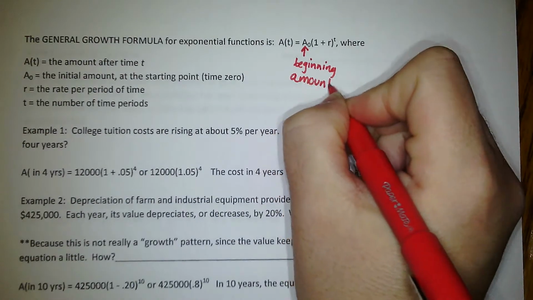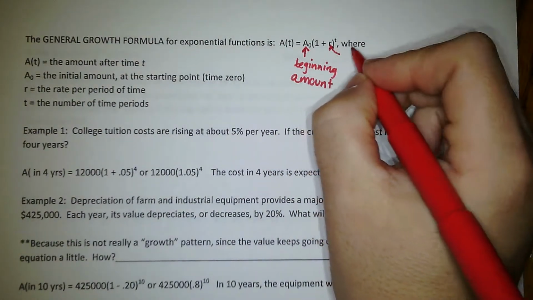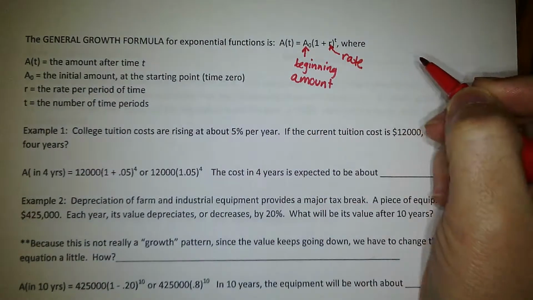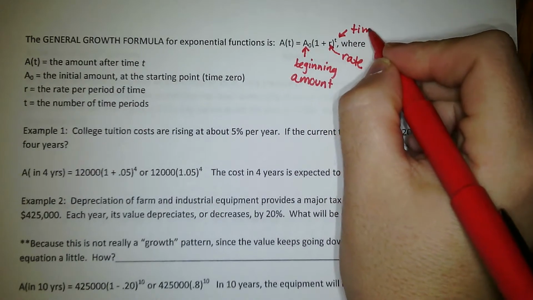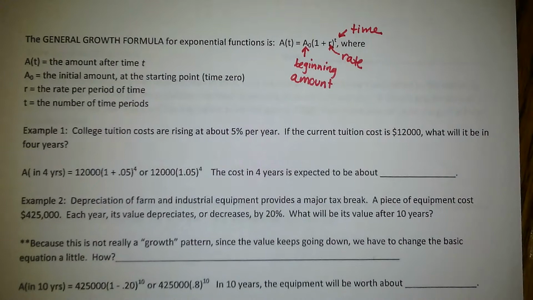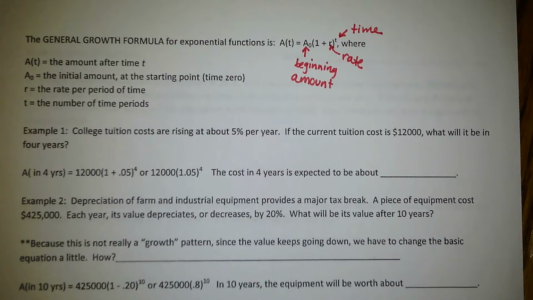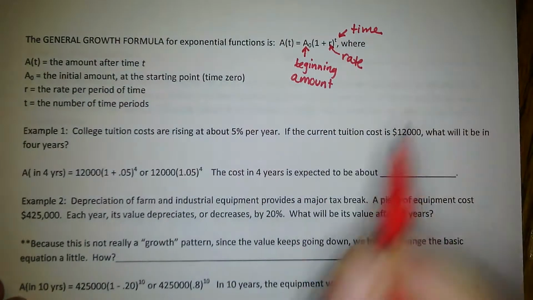That's super important that you know that. And then R represents the rate. And then T is time. And T is an exponent. And when we start to do compounding or in cycles, this is going to be the number of time periods.